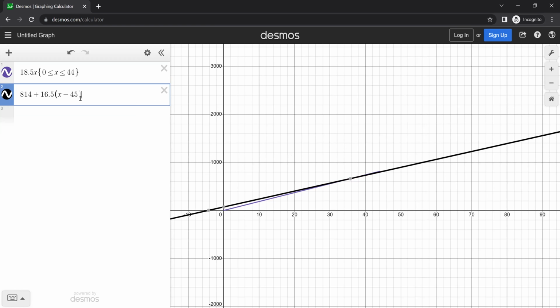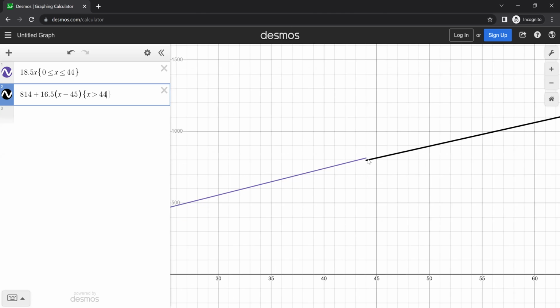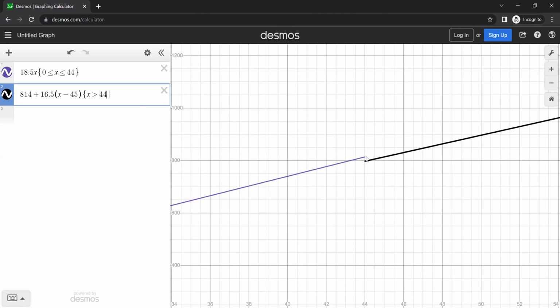Okay, and then you see the fact that it's overlapping, there's a problem there. That means that we need to restrict this to x greater than 44. And this is what I was worried about. Okay, so let me just manipulate this a little bit. Let me go to 45. And we'll go greater than or equal to 45. I knew this was going to be a problem. There it is. Okay.